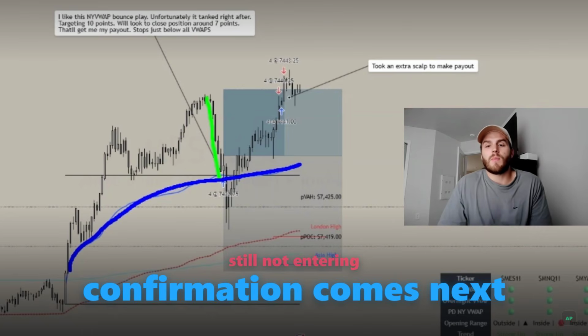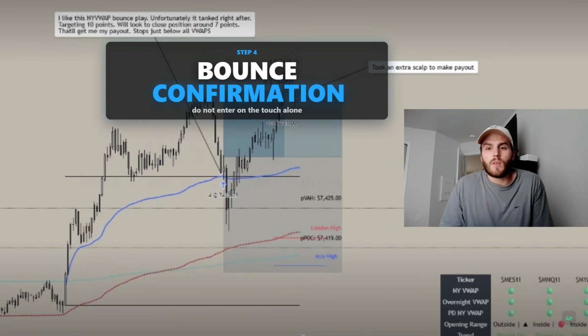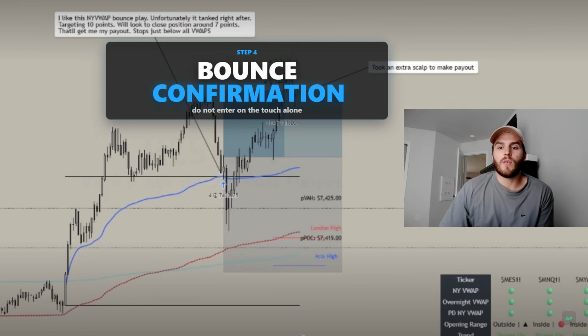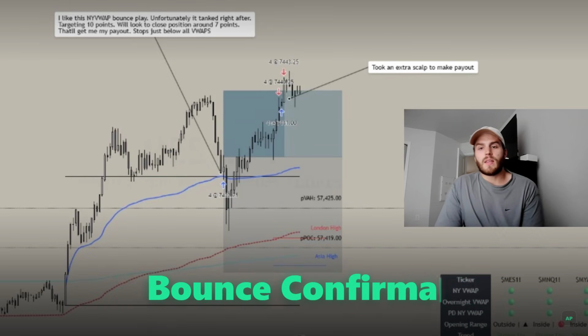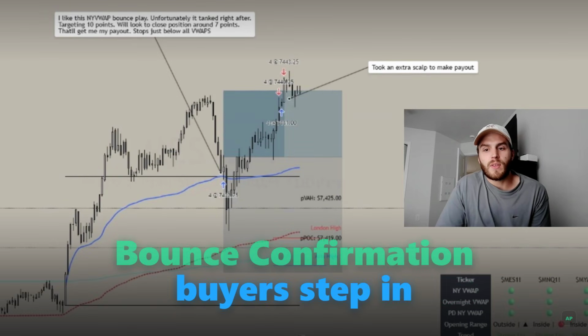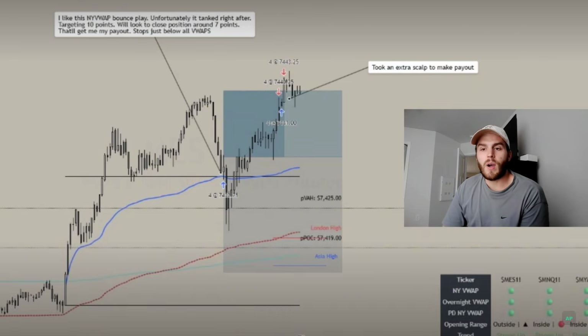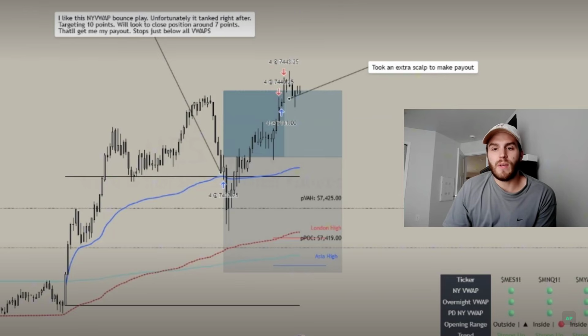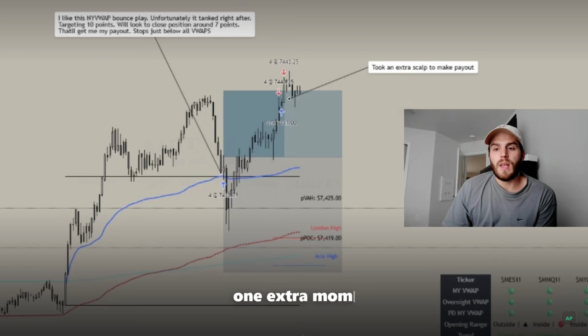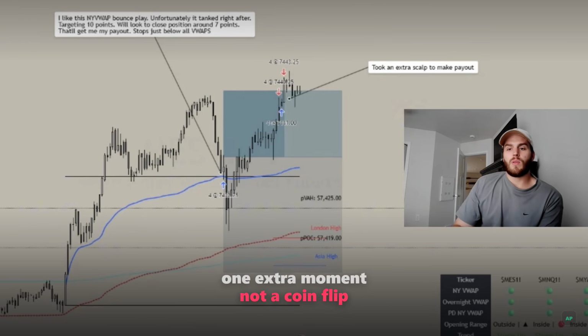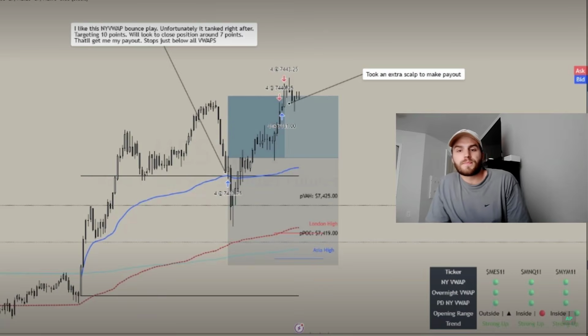The confirmation comes next, and this is the most important part. This is where most traders get it wrong. When price pulls back to New York VWAP, do not just click buy the second it touches that level. Sellers can still take control right at VWAP and send price lower. What I need to see is the actual bounce, a confirmation that buyers have stepped in and taken control of that VWAP level. You can see it right there. Price touches VWAP and buyers respond. That confirmation candle is my high-probability entry signal. That one extra moment of patience is the difference between a high probability trade and a coin flip.